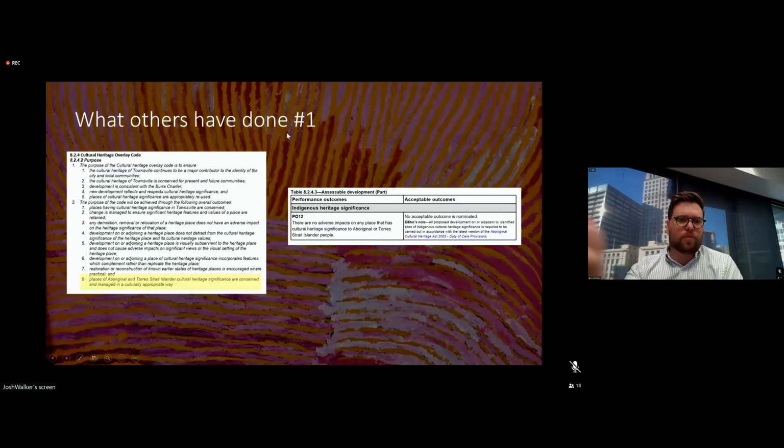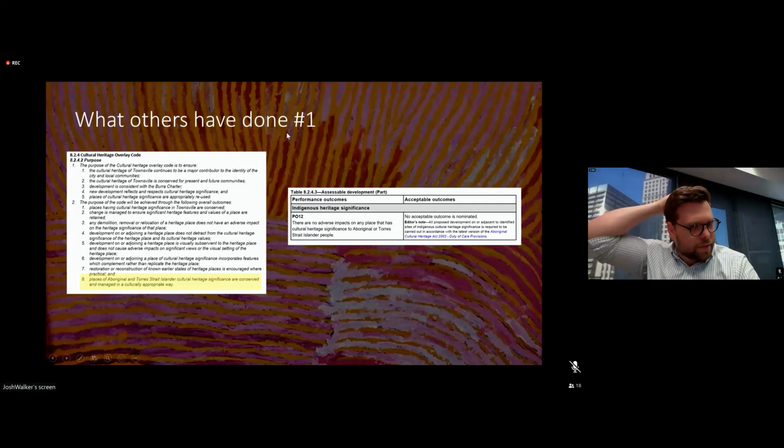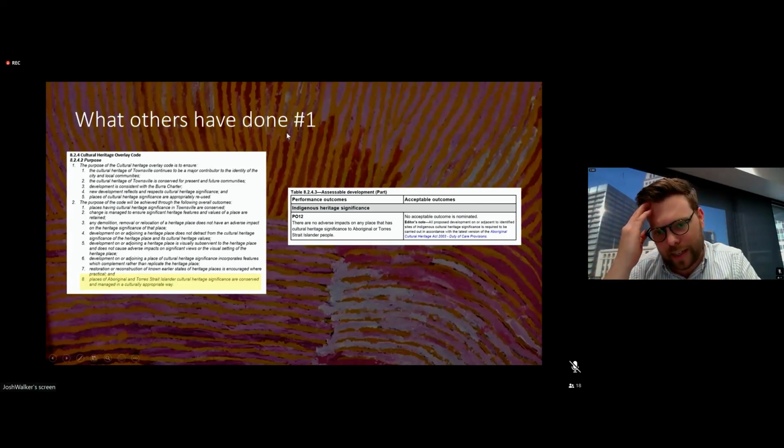So here's an example of what others have done. I actually think the first one on the left might have been from Townsville. In the Cultural Heritage Overlay Code, which primarily covers heritage places, European heritage places, there's a statement that says places of Aboriginal and Torres Strait Island cultural heritage significance are conserved and managed in a culturally appropriate way. And that terminology has been picked up from the Cultural Heritage Act.